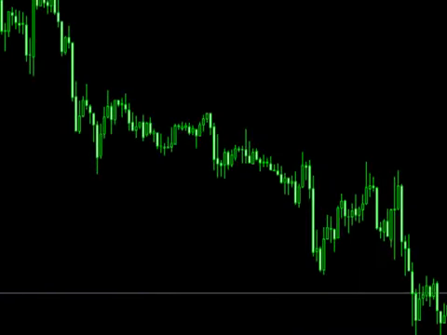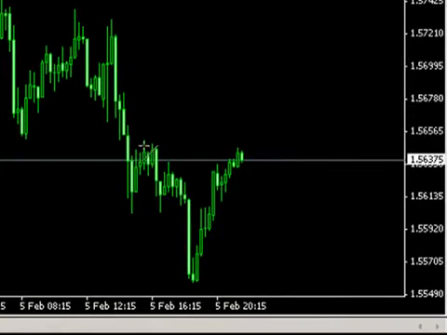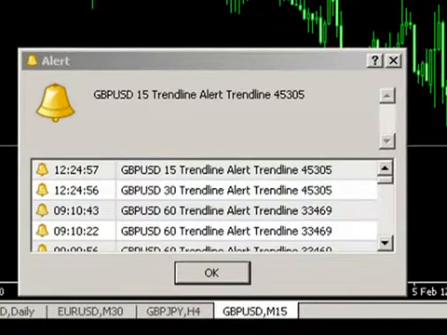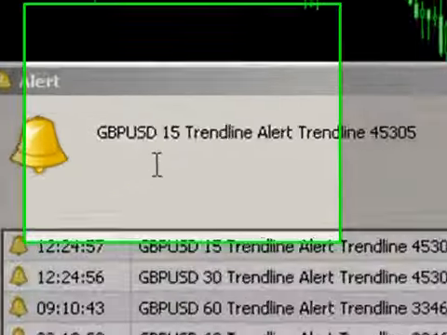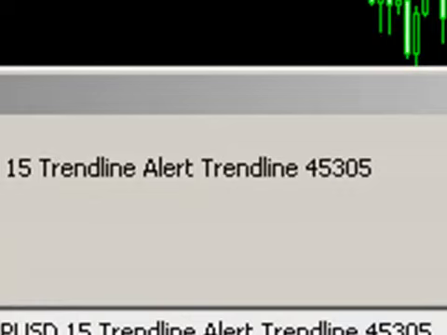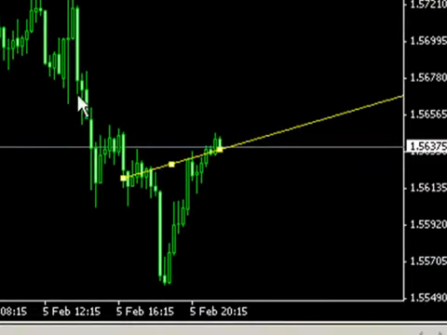If I simply draw a trend line on this chart, as the markets are closed, I'm going to have to simulate an alert. So I'm just going to move the trend line very close to the price action of the close of Friday. I'm just going to change the time frames, and now you can see here the trend line alert is triggered, and it's telling us cable 15-minute trend line alert, and it tells us the trend line which triggered that alert, and that's a generic trend line alert.